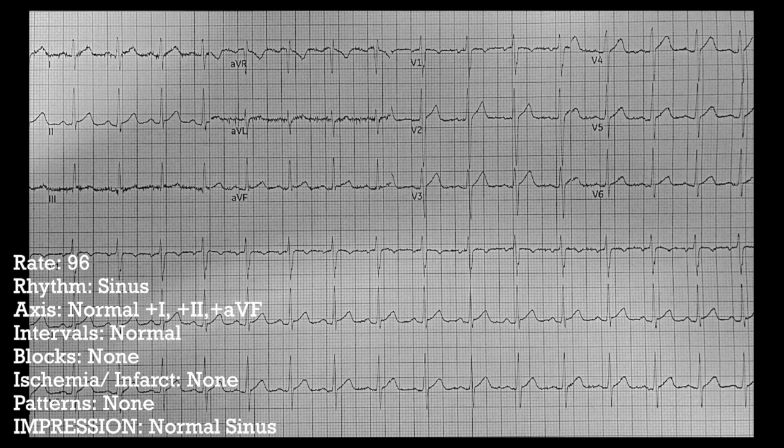All right. That took a little longer to walk through than most of them will, and the reason for that is because we're really explaining each of these. We'll get faster and faster as we get used to doing it, but we're going to walk through all of these with that same algorithm. Rate, rhythm, axis, intervals, blocks, ischemia and infarcts, pattern recognition, and then impression.